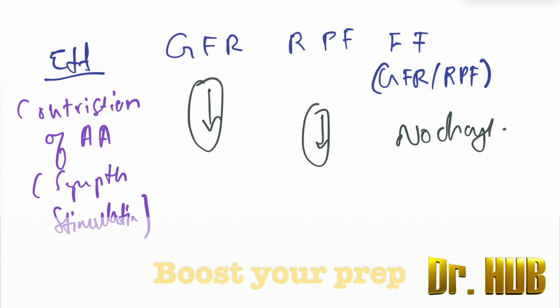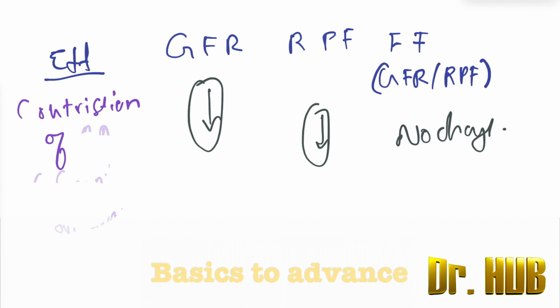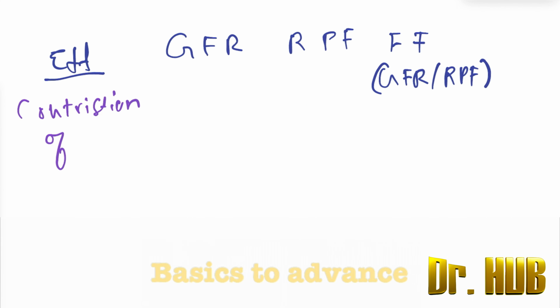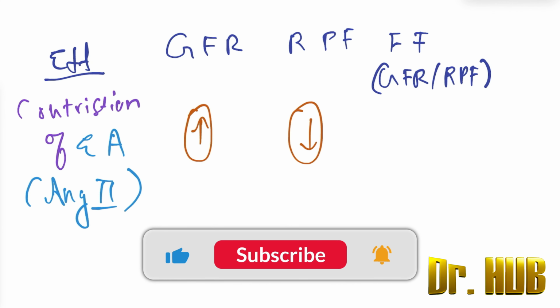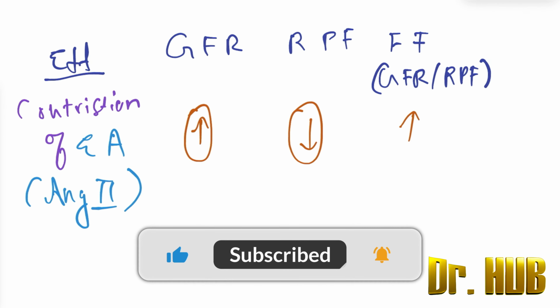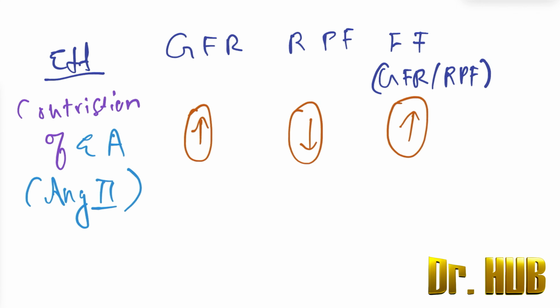Next, we are going to see the constriction of the efferent arteriole, and the example here is angiotensin 2. So the GFR here is increased, the RPF is decreased, and overall the FF, the filtration fraction, is increased. So the GFR and the FF are increased, whereas RPF is decreased.